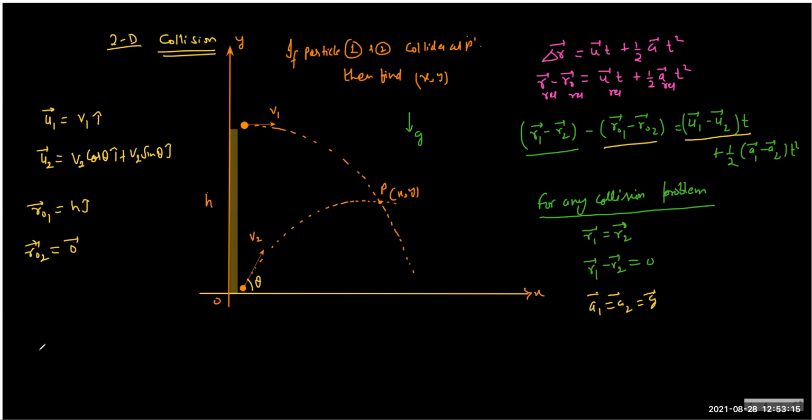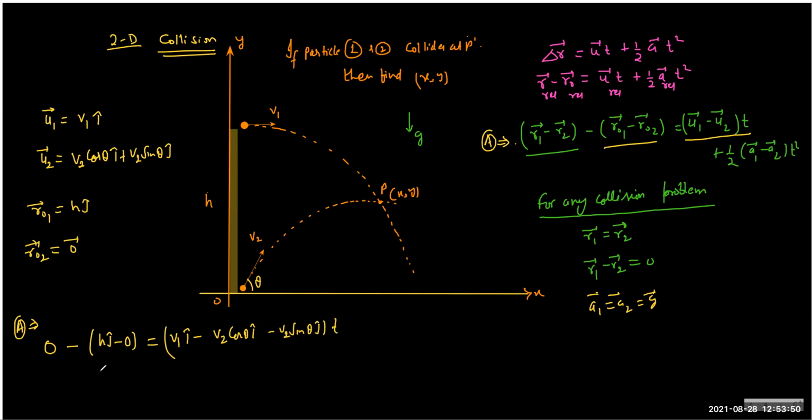Getting into this, we can write the first term as 0, as we have discussed. The first term is 0 minus R not 1. The initial position is h j cap minus 0. What is U1? V1 i cap. What is U2? V2 sin theta j cap into T.